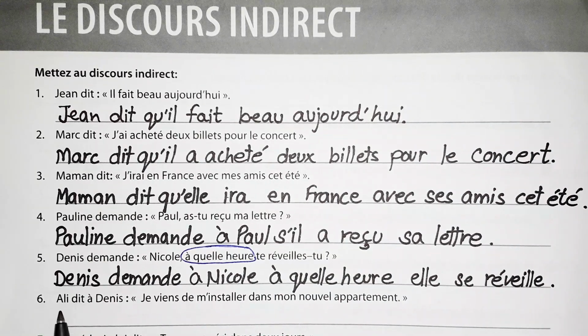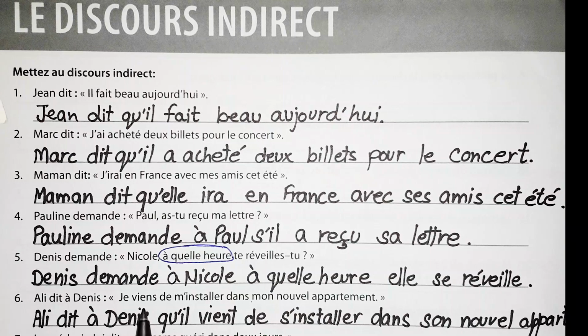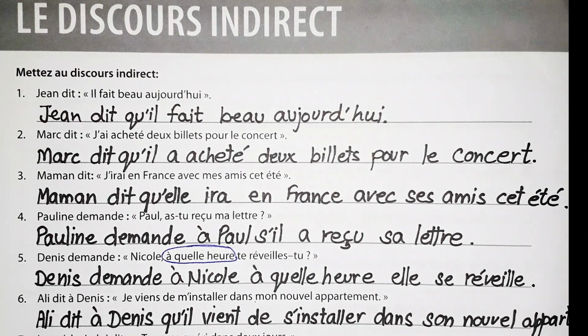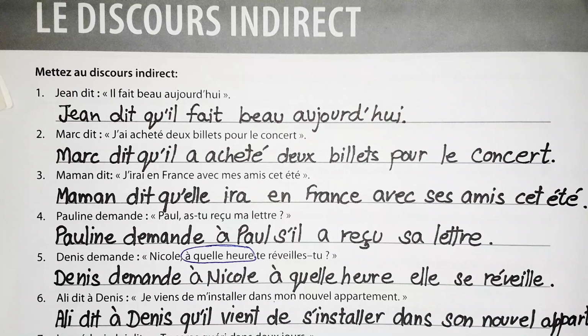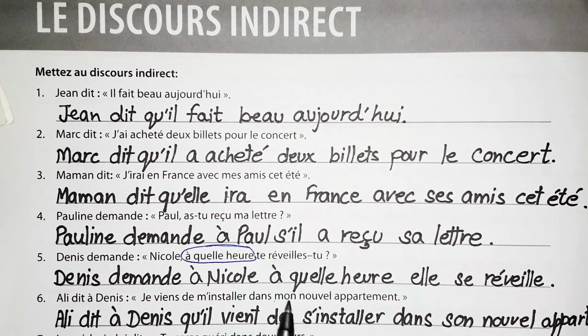Now the next statement is Ali dit à Denis, je viens de m'installer dans mon nouvel appartement. Now again it's a simple statement, so we'll just add que to join both the sides. Ali is saying to Denis, I just moved into my new apartment. And after changing it, Ali dit à Denis qu'il vient de s'installer dans son nouvel appartement. That means Ali is telling Denis that he has just moved into his new apartment. Now, mon is changed into son.